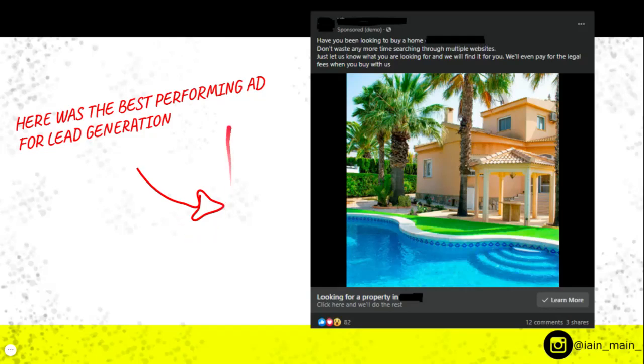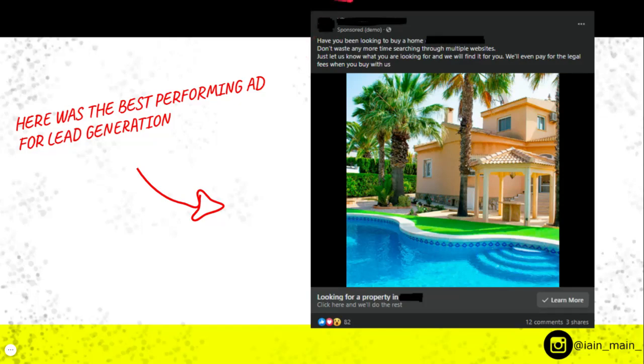Let me just briefly run you through it. The text here was, have you been looking to buy a home in, you can make this contextual to where you are. Don't waste any more time searching through multiple websites. Just let us know what you're looking for and we will find it for you. We'll even pay for the legal fees when you buy with us. So this specific agency had this offer going on for a limited time. They paid for any legal fees that came with buying a property if you buy with them.